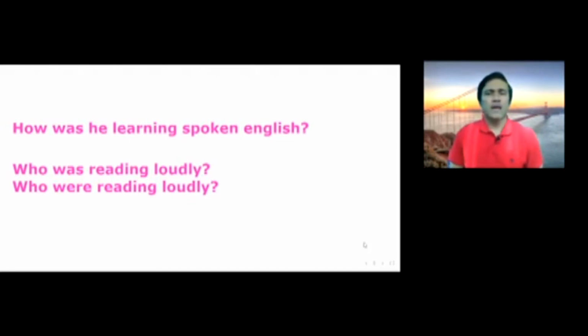Ke shondhay ranna ghore ranna korchilo. Or you can say, who was cooking in the kitchen in the evening with this boy, with this kid? Ke bikale ranna ghore ei shishutir shonge ranna korchilo. So in this way, you can extend the sentence and you can improve your spoken English.